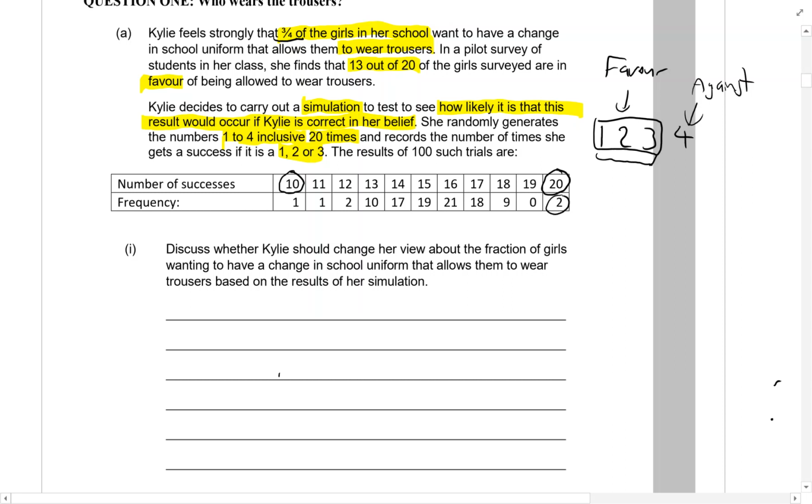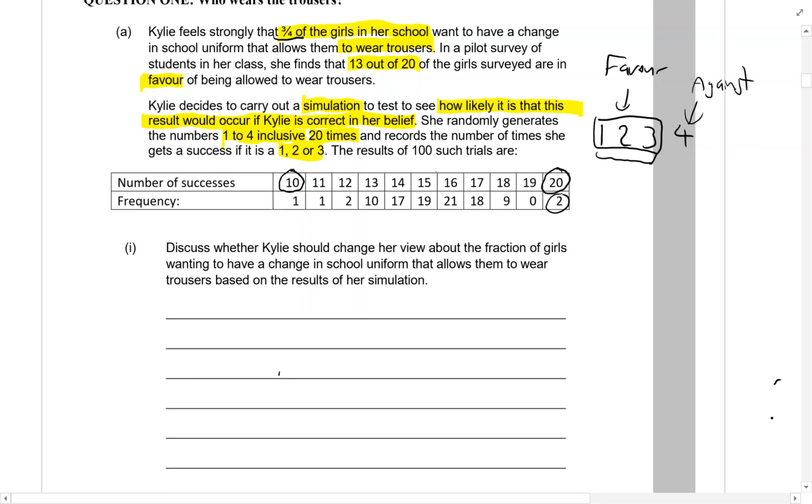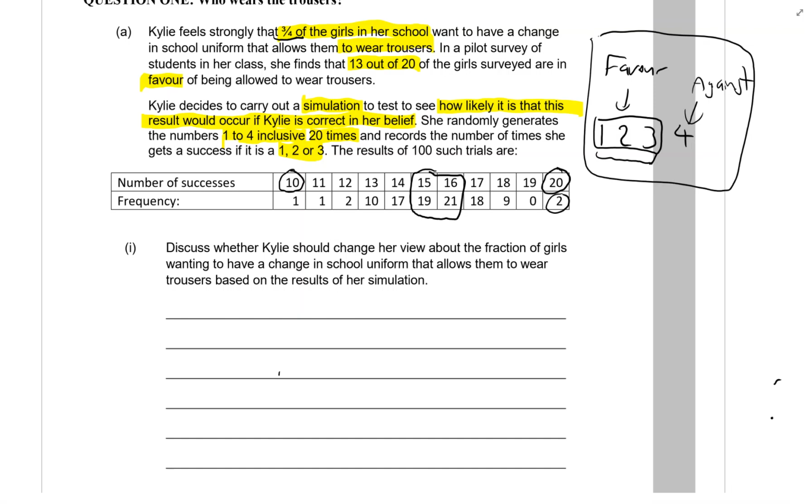What were the most common results? And why? Well, the most common two results were either 15 out of 20 or 16 out of 20 being in favour. They occurred the most times. Why do you think they occurred the most times? Why isn't that surprising? Well, it's because she's set the probability as being 3/4. Okay, so 3/4 of 20 is what? Well, it's 15. So you would expect around 15 to be the most common number of successes out of 20, wouldn't you?